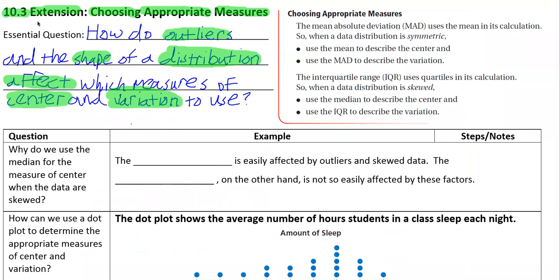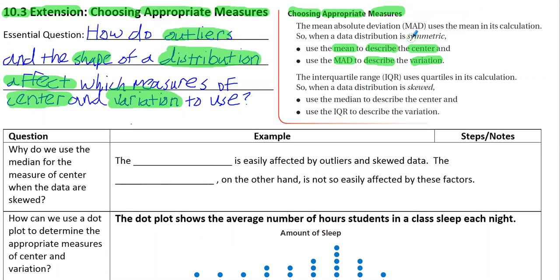So now going back to the key idea here, choosing the appropriate measures of center and variation. The mean absolute deviation, MAD, uses the mean in its calculation. So when a data distribution is symmetric, use the mean to describe the center and use the MAD to describe the variation. Okay, what does this mean?